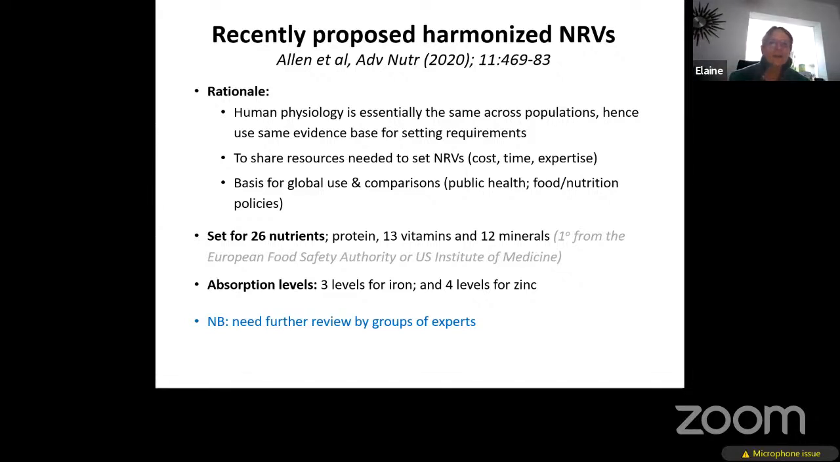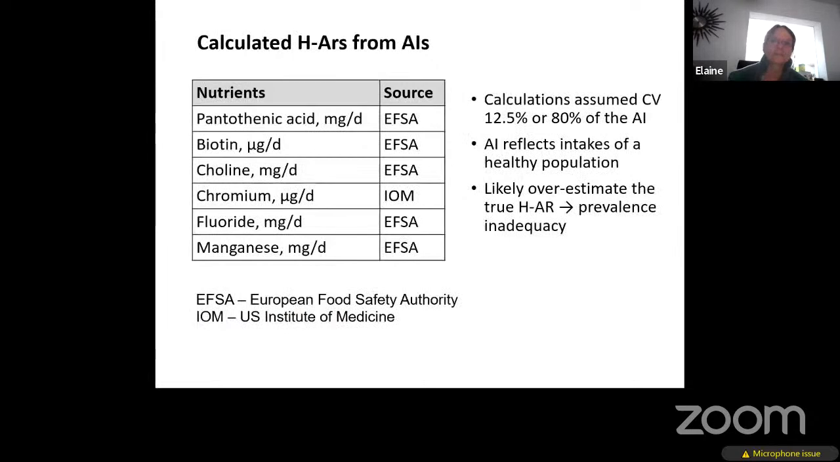And it would also allow a basis for global comparison. If we were all using the same requirements, then any differences in the estimated percentage of a population at risk of inadequate nutrient intakes wouldn't relate to the requirements that were used, because we're all using the same one. So that would be the other advantage of them. They've set these harmonized nutrient requirements for 26 nutrients, which are protein, 13 vitamins, and 12 minerals. And they've got different absorption levels: 3 levels for iron and 4 levels for zinc. But there's still really a lot of discussion related to these and whether they should be accepted.